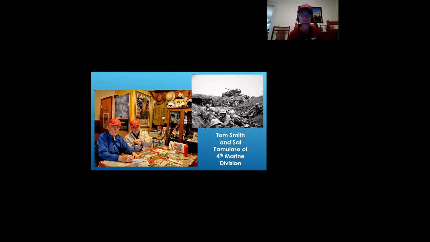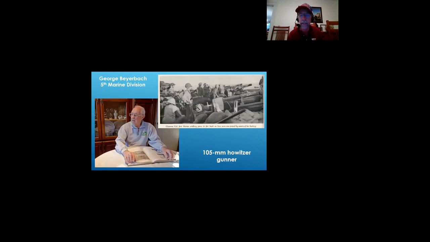The man on the left was able to stay in the fight until the end of the campaign. But Sal Famularo on the right was wounded on the 9th day, but he obviously survived. This is George Beierbach, who was in the 5th Marine Division. He was a howitzer gunner. And the picture on the upper right corner shows his unit in action there with the howitzers, which they had to bring ashore on those amphibious ducks.